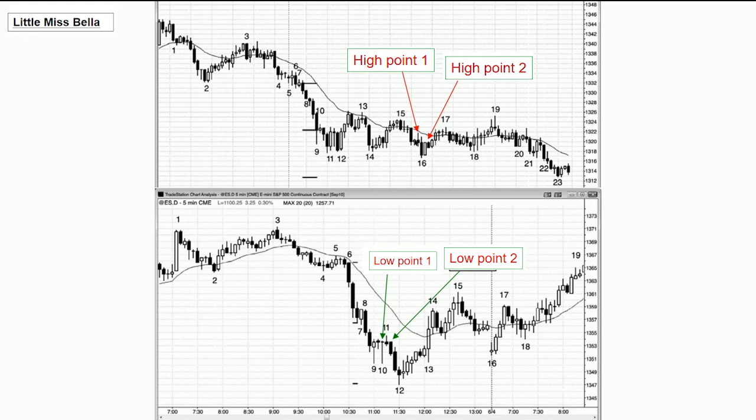This is the continuation of the leg. K line 16 is a long negative line. After K line 16 comes a long positive line, but this positive line does not exceed the high of K line 16, so it still cannot be counted.